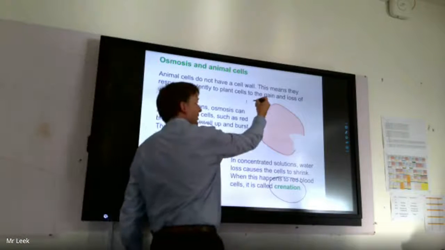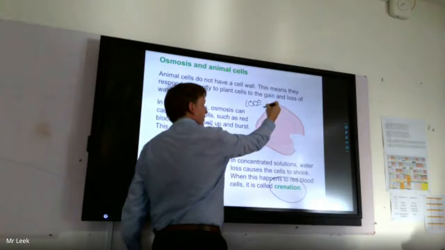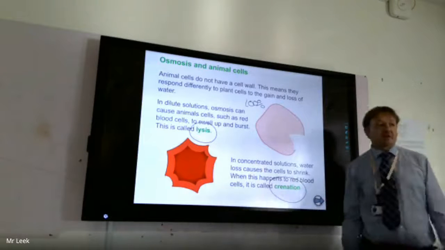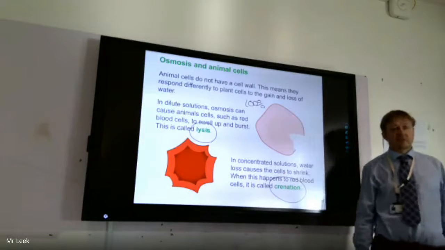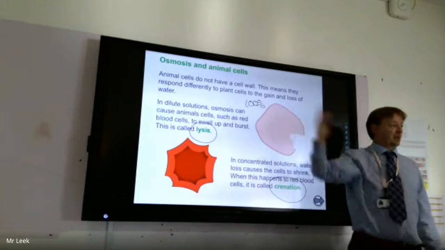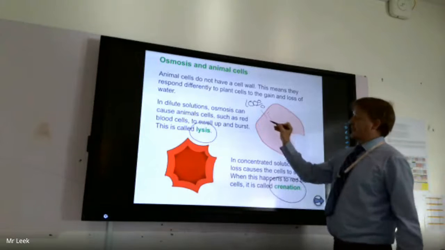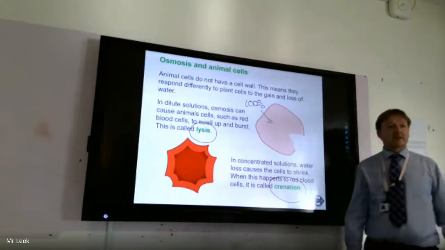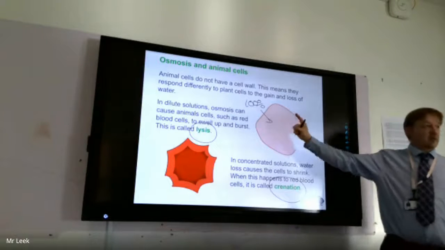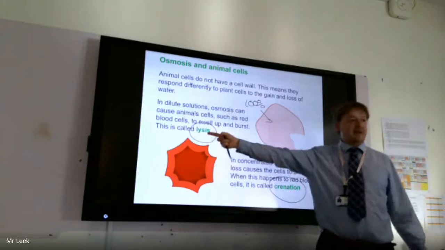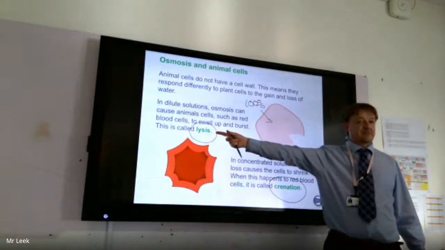Right? If you've got 100% pure water outside of the red blood cell, which direction is the water going to go? Loads of water outside the red blood cell. Yeah, they're going to even out. What's going to happen is the water's going to go in. Now, if water goes into a red blood cell, it swells up and bursts, and the name for that is lysis.